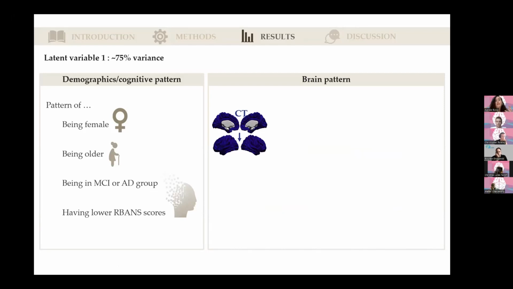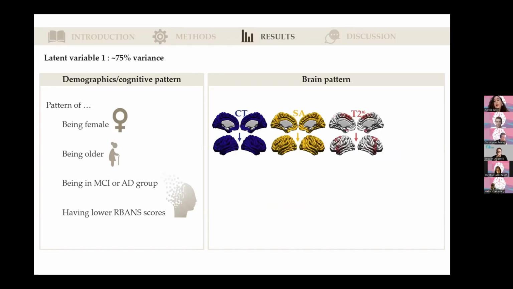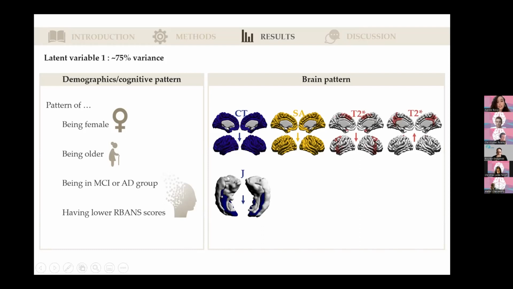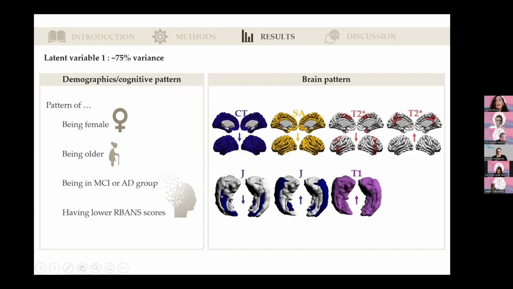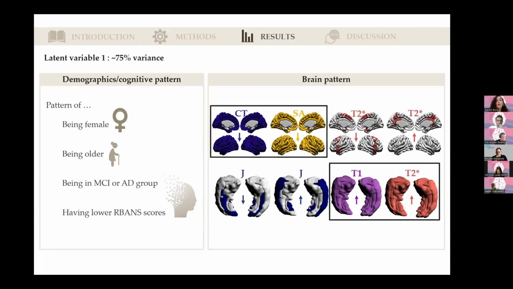which was related to a brain pattern that I'm going to show. So, decrease of CT everywhere in the brain, decrease of SA everywhere as well, decrease of T2 star in these regions in red, and increase of T2 star in the precuneus. For the hippocampus, we found decrease of relative Jacobians in this component, which is in the body and tail of the hippocampus, increased volume in this more lateral component, and increased T1 and increased T2 star everywhere in the hippocampus.